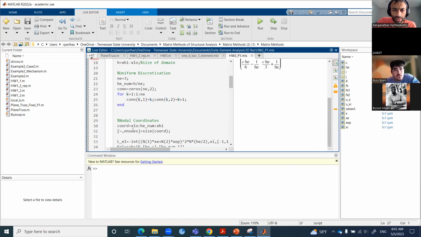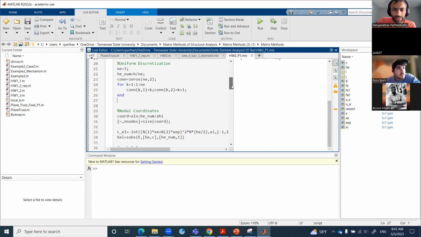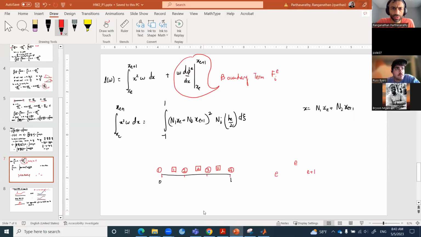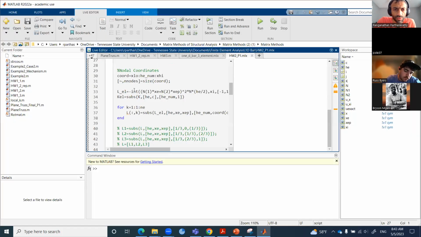Okay. Then nodal coordinates. So coordinates go through HE numerical. So 1/3. So for us, the coordinates will be x is 0 here, x is 1/3, x is 2/3, and x is 1. So it will just go through like that. That's what we are doing here.